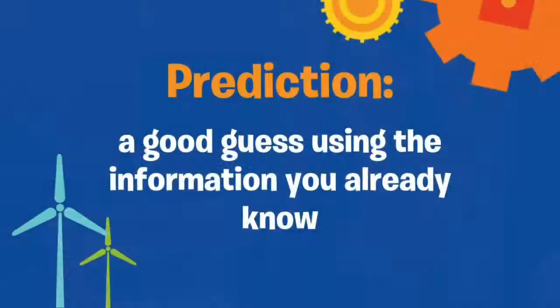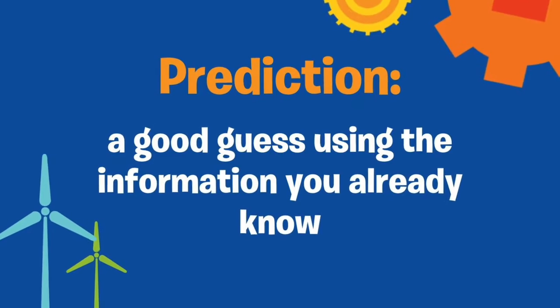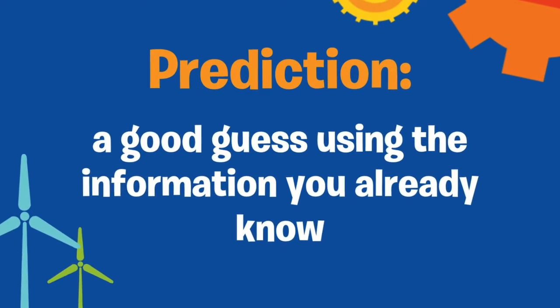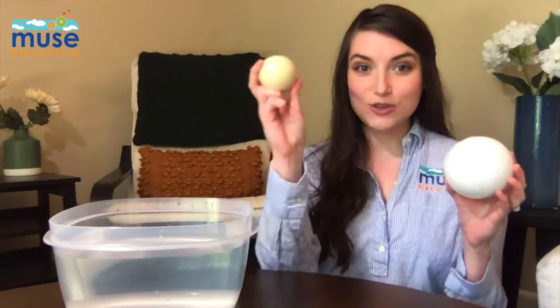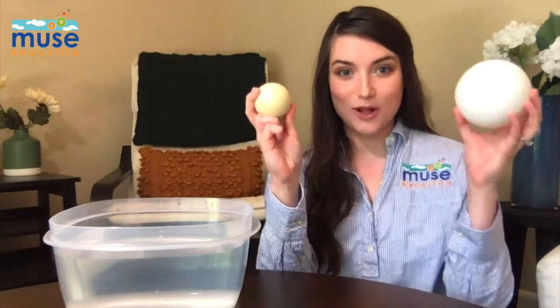Using the information I have, I want to make a prediction. A prediction is a really good guess made in science using the information you already know. Using the information I already know, I wonder which ball will float and which ball will sink. I predict that the cue ball will sink and the plastic ball will float. Shall we find out together?